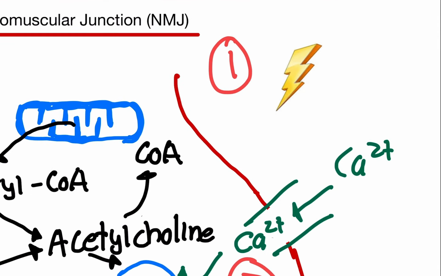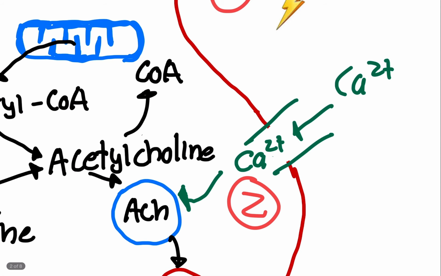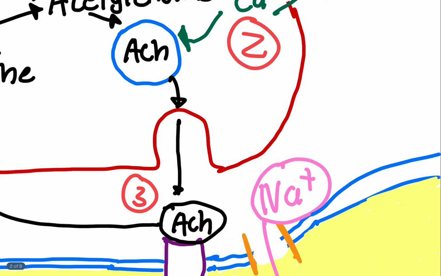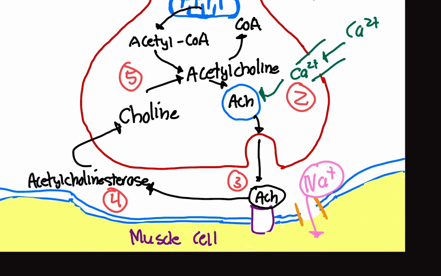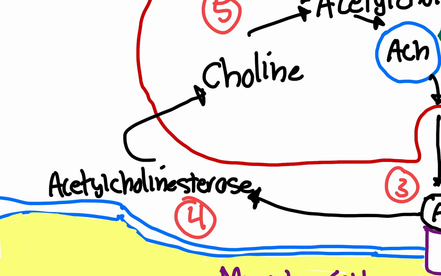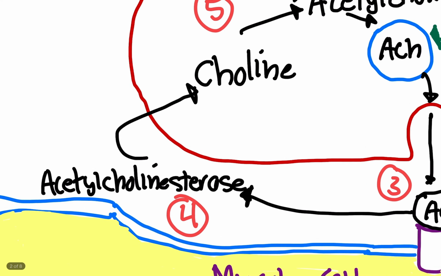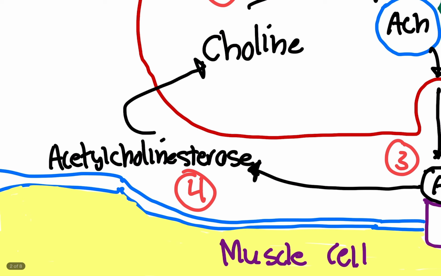Number one, we got an action potential. Number two, we got calcium coming in. Number three, we got exocytosis of acetylcholine. Number three and number four are the same, or I merged them together, so sodium rushes in at the same time. Acetylcholine breaks down, ACH, I should say, into acetate and choline.